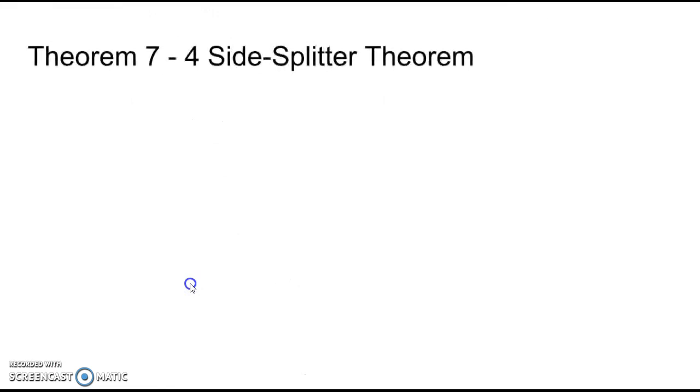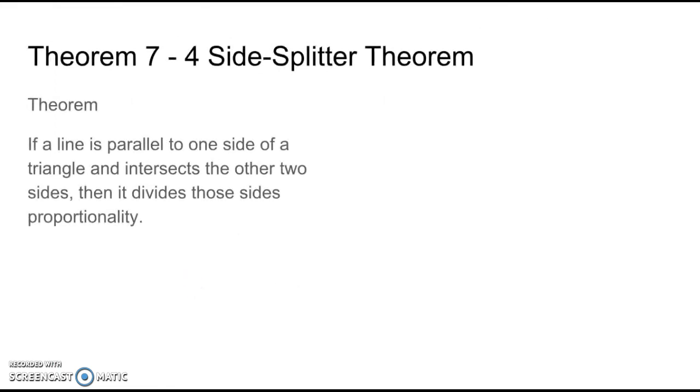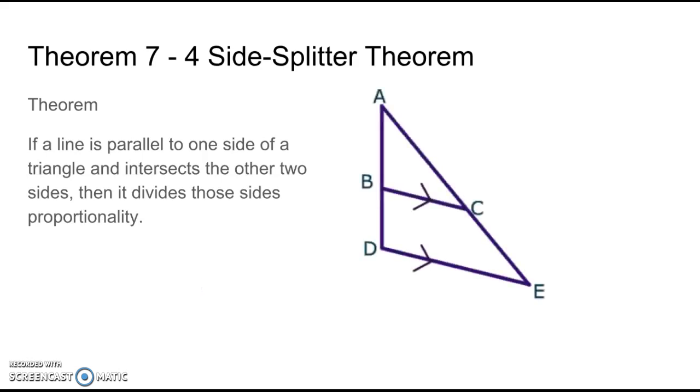We call that the side splitter theorem. If a line is parallel to one side of a triangle and intersects the other two sides, it divides those sides proportionally. So if BC is parallel to DE, then AB to BD equals AC to CE. Let's look at this in an example.